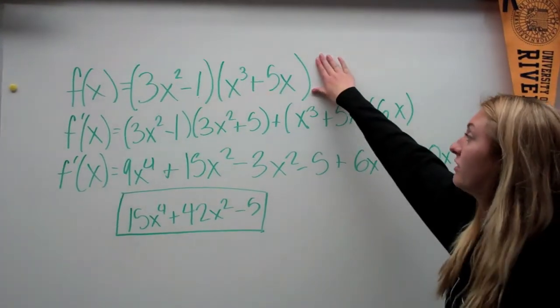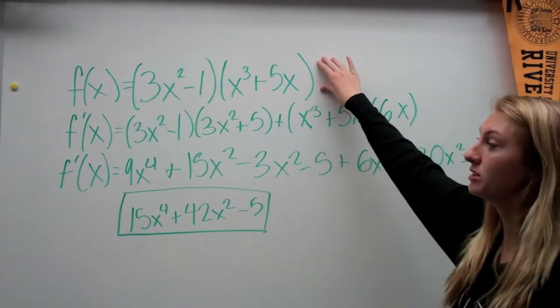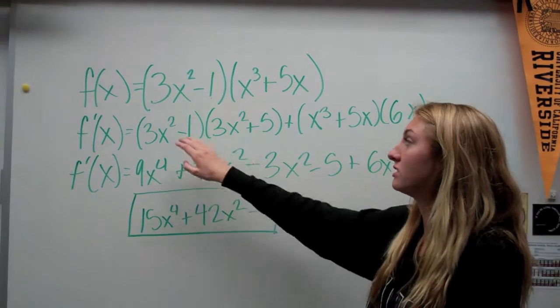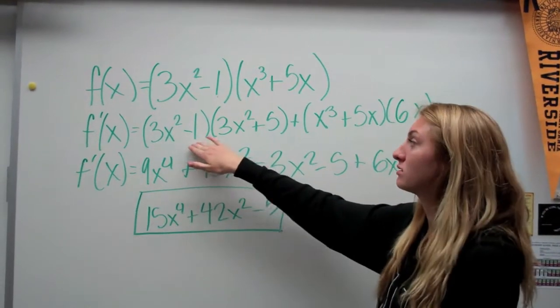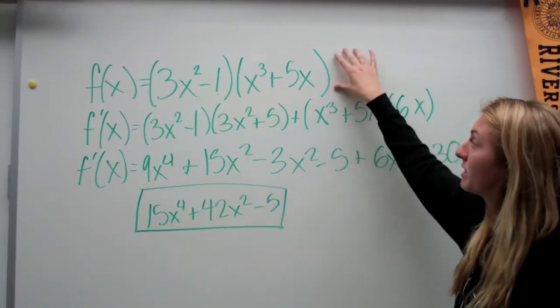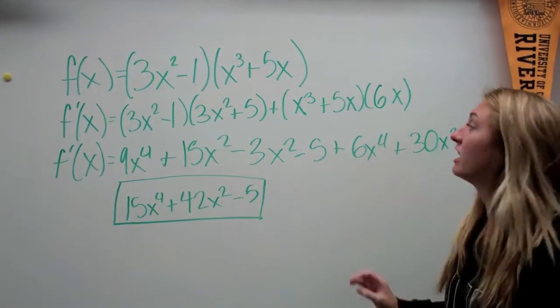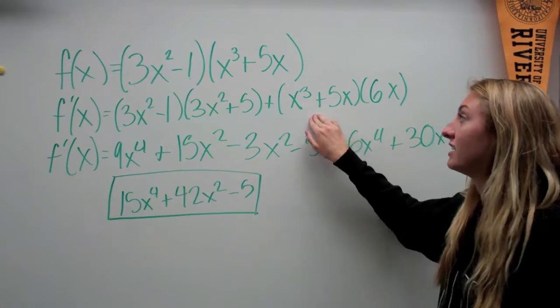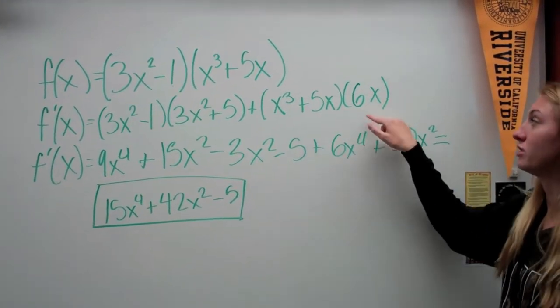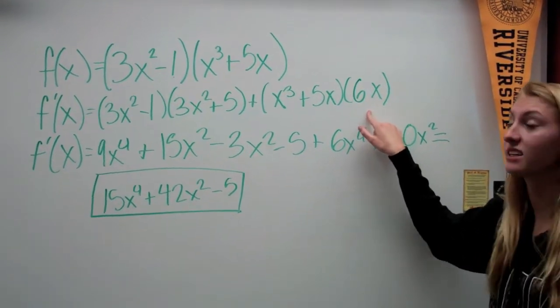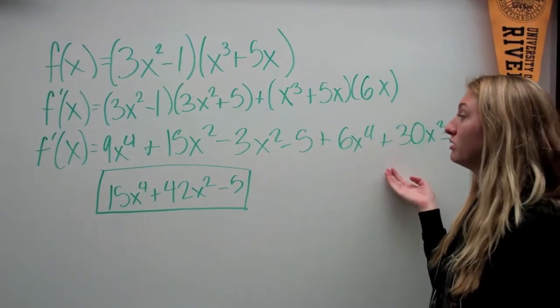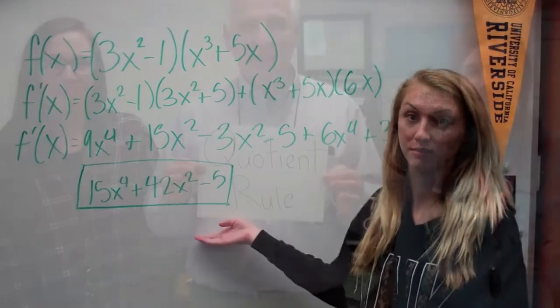You take your first two functions, and then you plug them into the product rule, which is you take your first function, 3x squared minus 1, and then you multiply it by the derivative of the first function, which is 3x squared plus 5. And then you add the second function as is, and you multiply it by the derivative of the first function, which is 6x. And then you multiply it out, and when you simplify it, you get this as your answer.